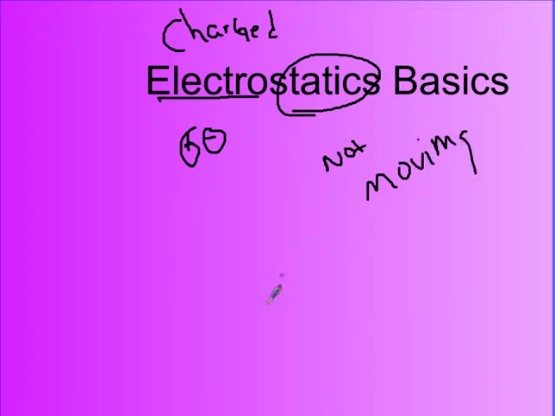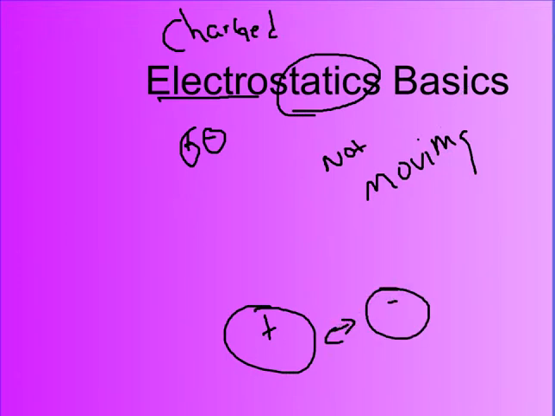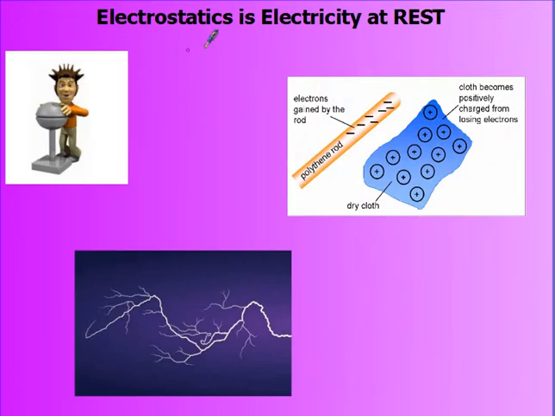So it's not moving, so we're not talking about current, we're not talking about circuits at this point in time. We're just talking about positive charges, negative charges, and what they do to each other. Now, electrostatics is electricity at rest. Now, if you think of a couple of cases of electrostatics, you might think that it's not really at rest, but really it is. When you are standing there and you touch a Van de Graaff generator and your hair stands out, electrostatics is what causes your hair to stick out.